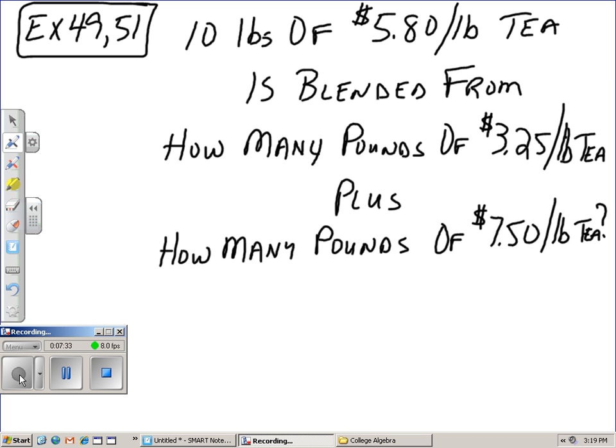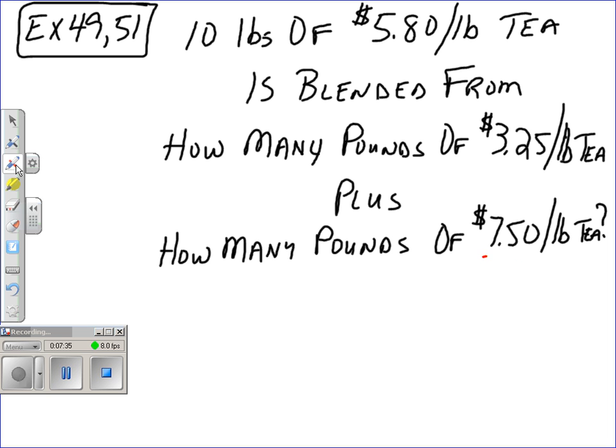They took some expensive tea at $7.50 a pound, and they kind of weakened it, all right? They mixed it with some $3.25 a pound tea. So they blended those two teas together and came up with a blend that they're selling for $5.80 a pound.